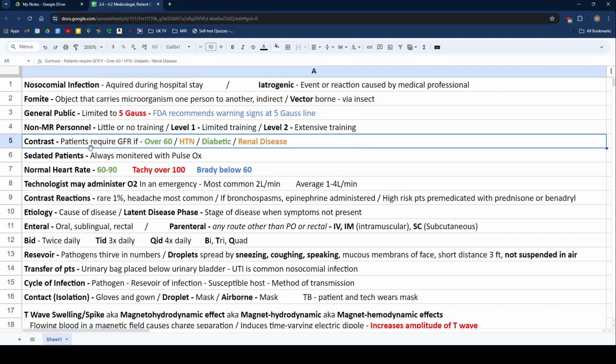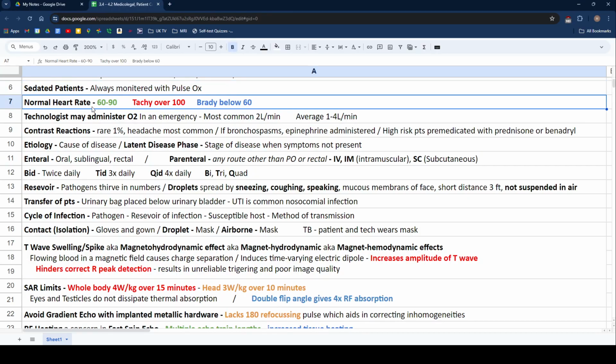So for contrast, patients require a GFR if they are over 60, have hypertension, are diabetic, or have renal disease. Sedated patients are always monitored with a pulse ox. Normal heart rate is 60 to 90, tachycardia is over 100, and bradycardia is below 60. Technologists may administer O2 in an emergency. Most commonly it is 2 liters per minute, average is 1 to 4.